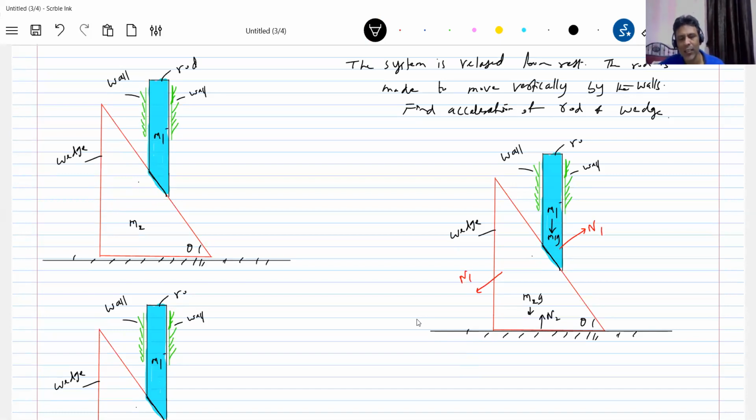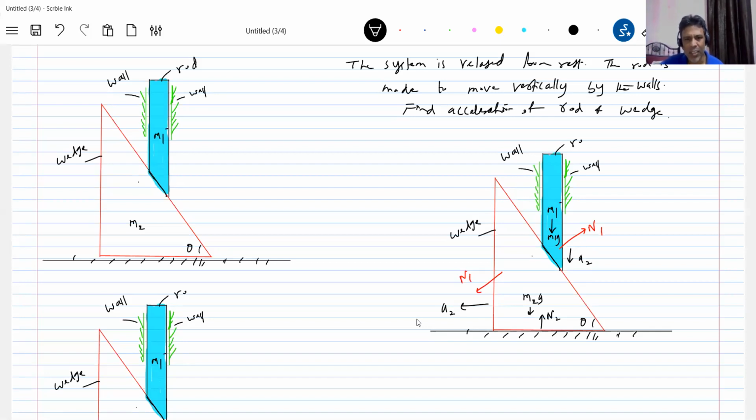Tell me in what direction the wedge will move. Left, sir. The wedge will move towards the left. So the acceleration of the wedge will be like this. The rod must move vertically down. A1 is the acceleration of the block, the acceleration of the rod. A2 is the acceleration of the wedge. Okay, these are the things.